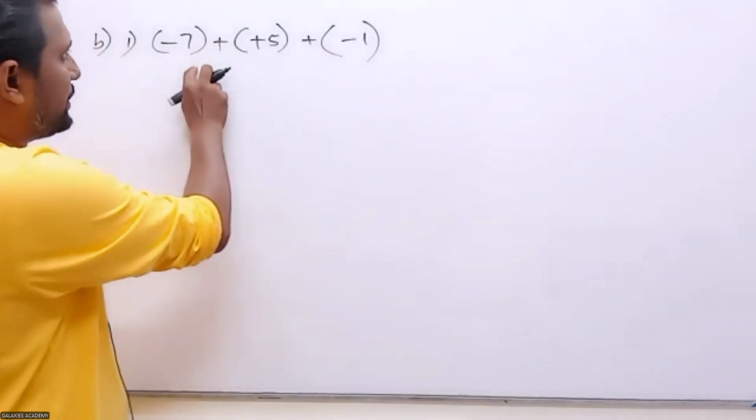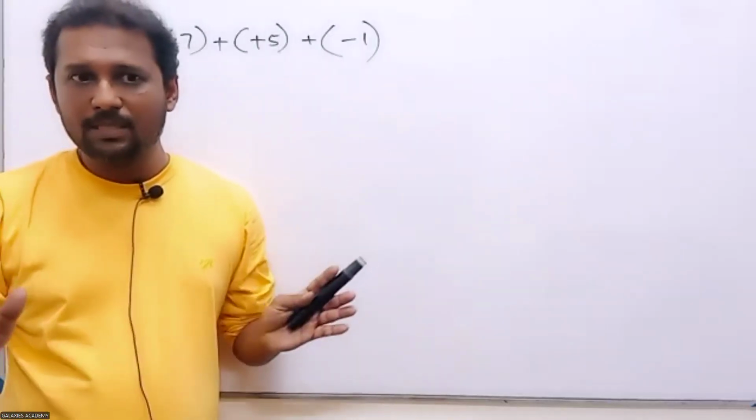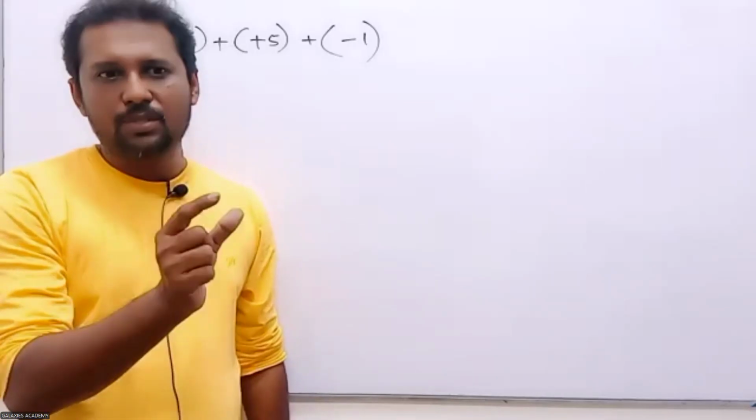These two you can add, right? It is difficult to add all the numbers together. First you try to add the first two directed numbers.